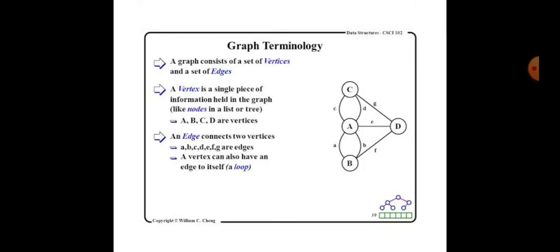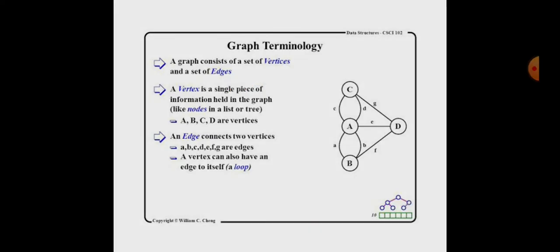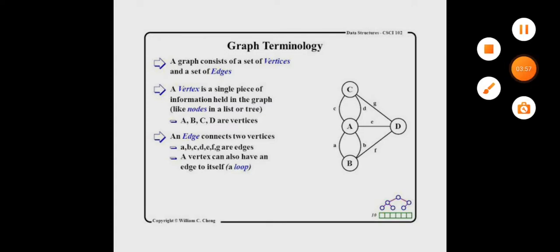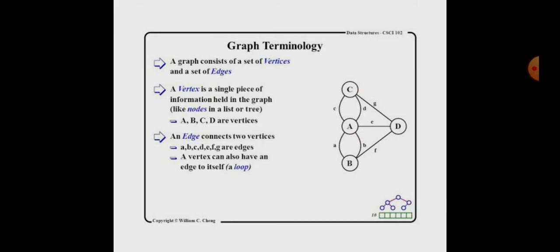We will go with one more slide where you will have one more definition. A graph consists of a set of vertices and a set of edges. Here you see what a vertex is. A vertex is a single piece of information held in the graph, like I already told you, 1, 2, 3, 4, whatever you are going to place in your notes, or else A, B, C, D, whatever you place over here. And an edge connects two vertices. When it is connecting two vertices, it is called an edge. That is what we have discussed earlier.